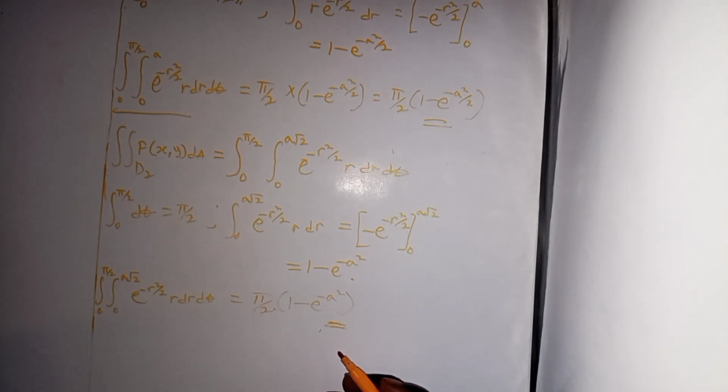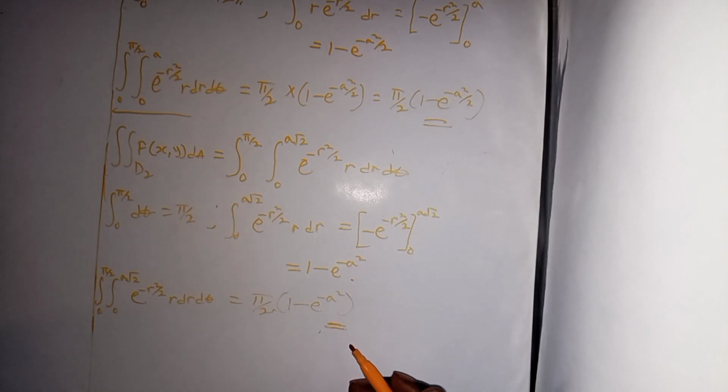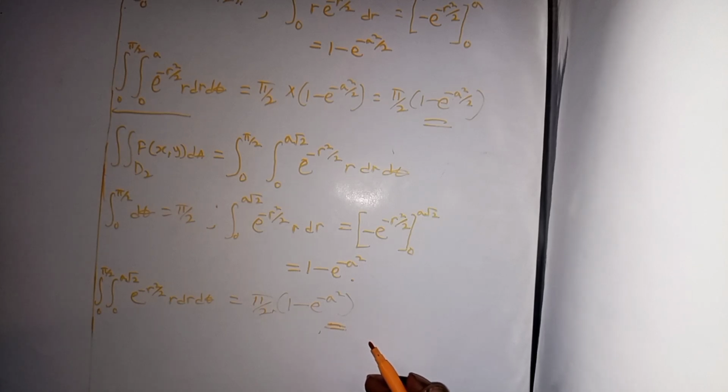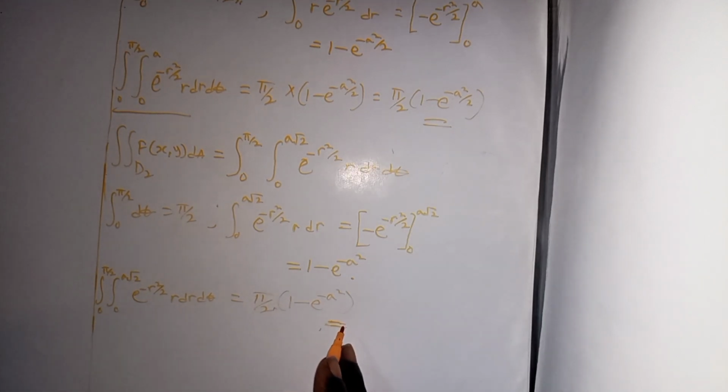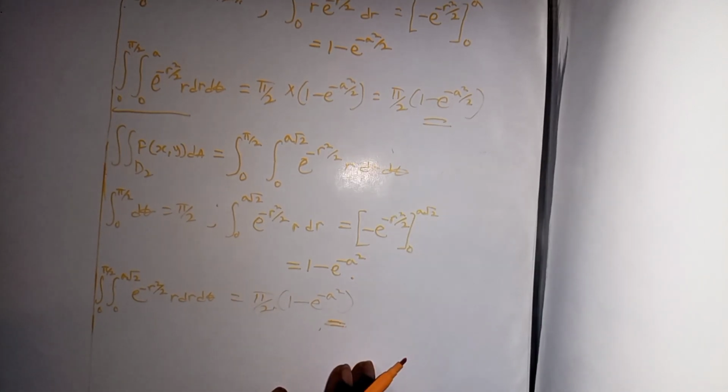We have shown that integrating this function over the region D1 and D2 is going to give us pi over 2 times 1 minus exponential minus a square over 2, and the double integral over D2 of f(x,y) dA is going to give us pi over 2 times 1 minus exponential minus a square. So we have just solved that for our B.